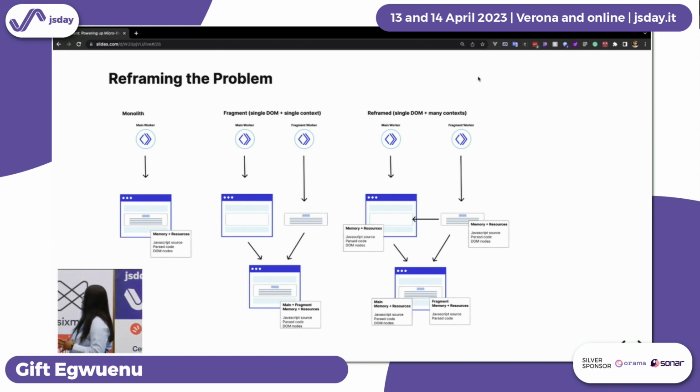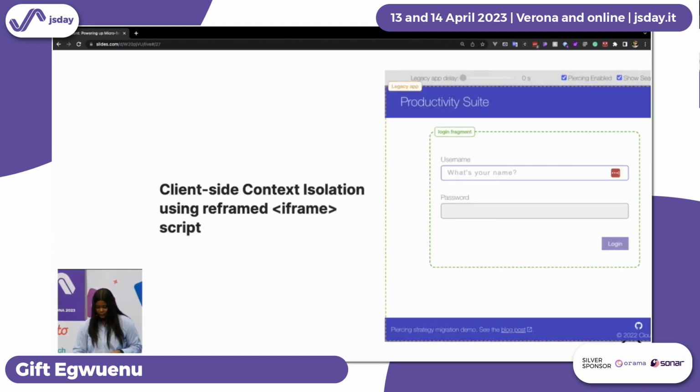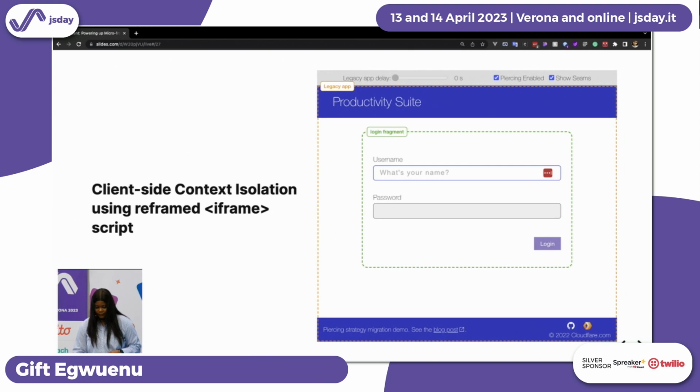The second example there is also using the fragment architecture. You see that the parent fragments and the child fragments are sharing their isolated context. What we're trying to solve here is to have each independent fragment have its own context, right? So how are we solving that? We've created something called client-side context isolation, so that on top of your fragment piercing and the fragment architecture, you can actually have isolated context.